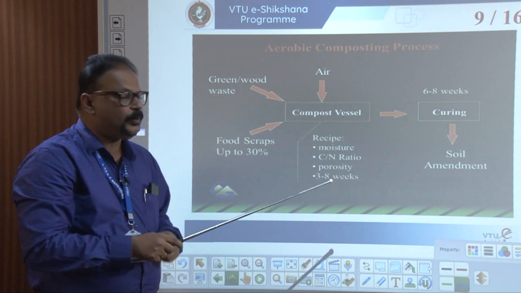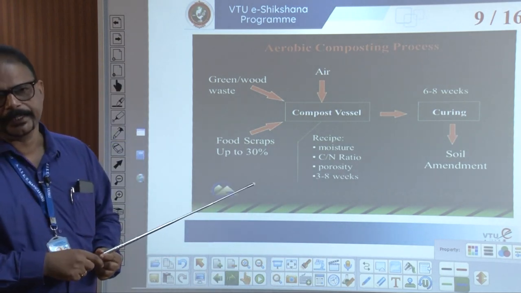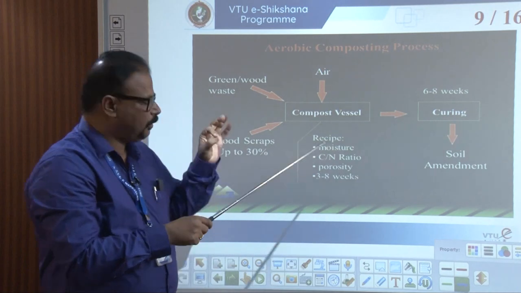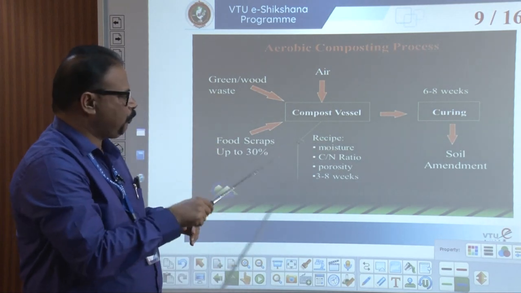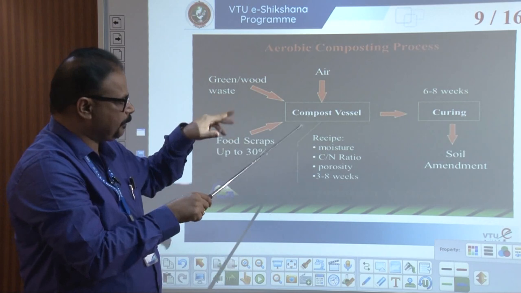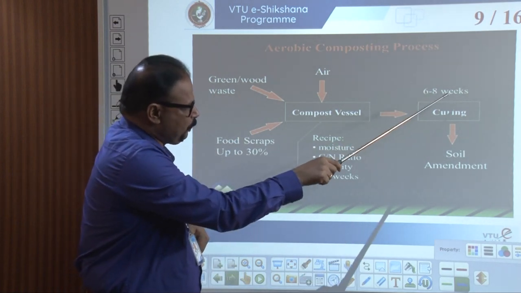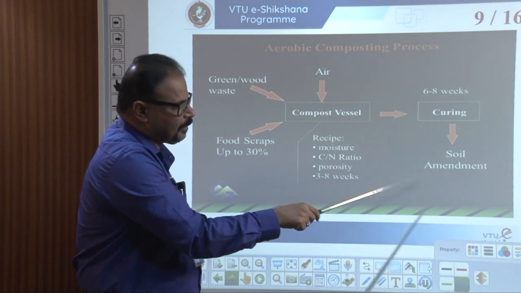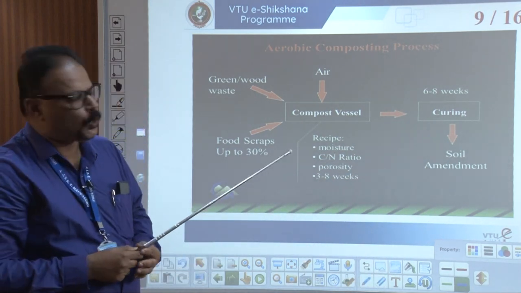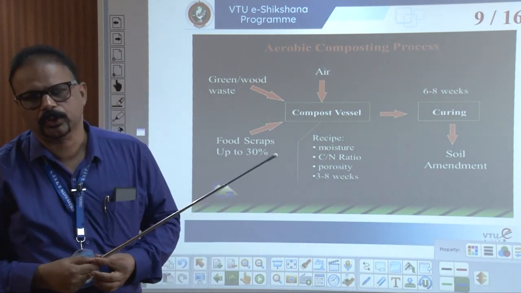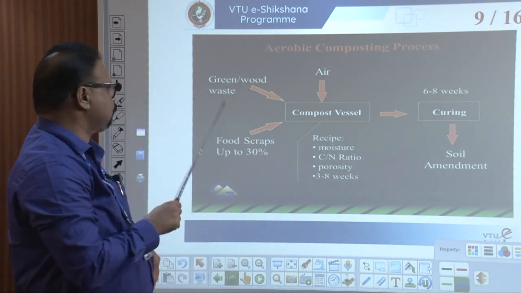It needs 3 to 8 weeks for digestion, everything, for this process. Then the curing period is 6 to 8 weeks. Then we will get the end product, which is soil ambient, that is also called compost. This is the process.